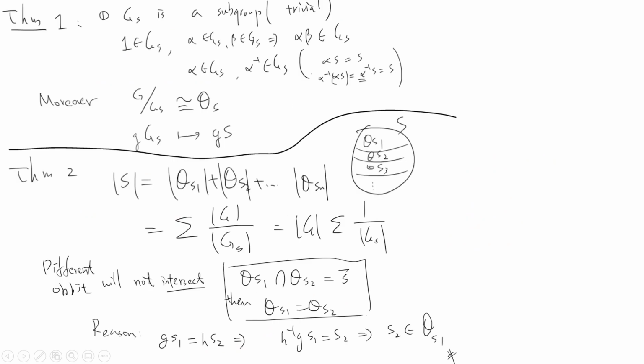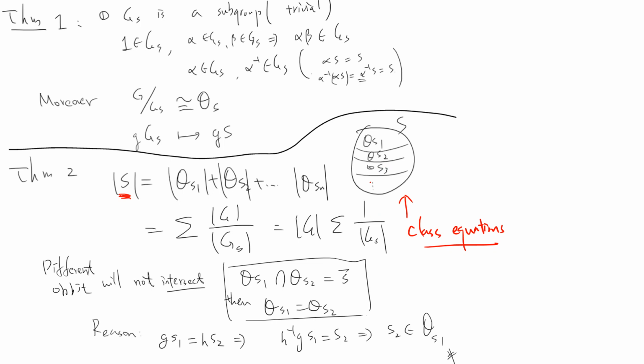Okay, so the second theorem, which is really important, is basically called the class equation. We will use this to prove a very interesting fact. So theorem 2 says that the number of elements of S as a set will be the sum of the sizes of the orbits, right? Different orbits will separate S. So S can be written as a disjoint union of the orbits.